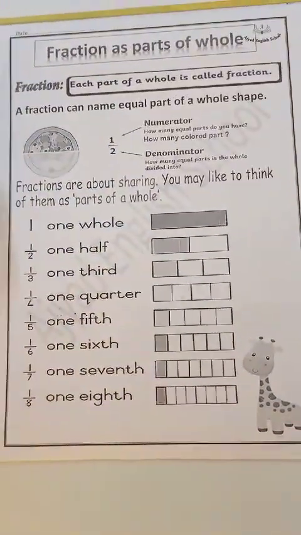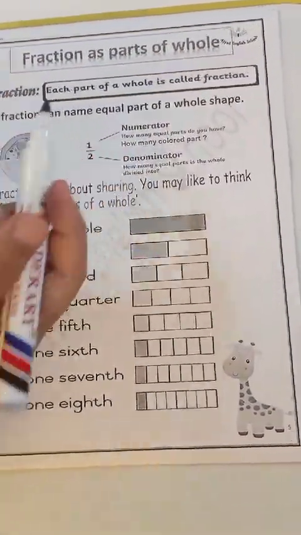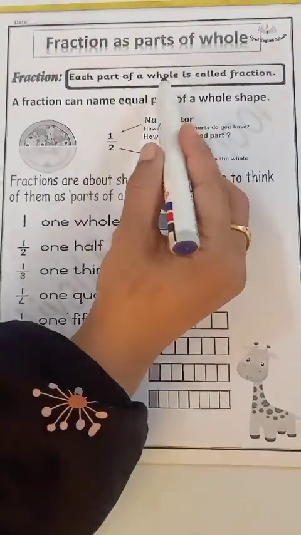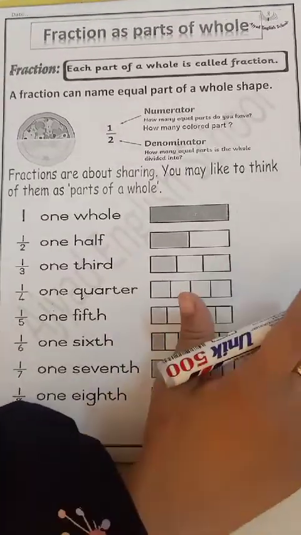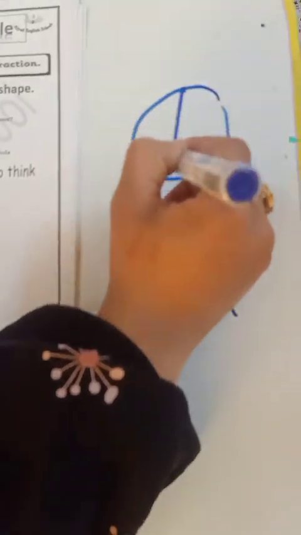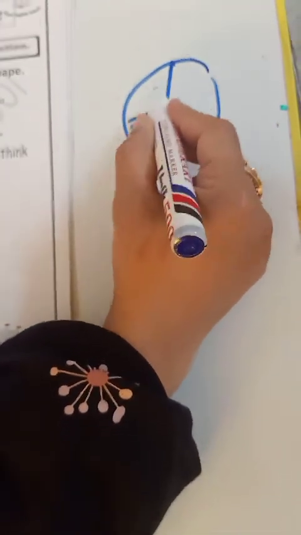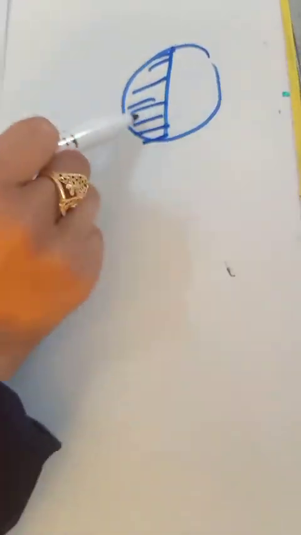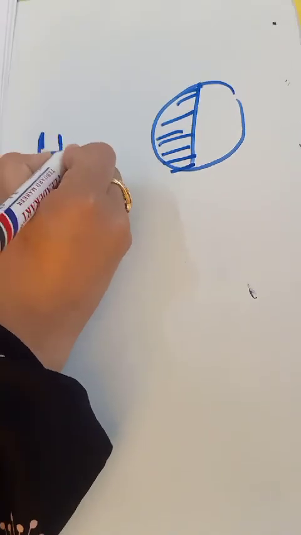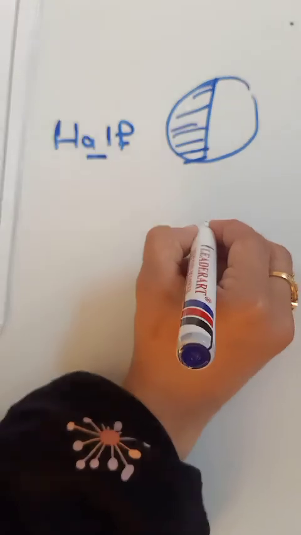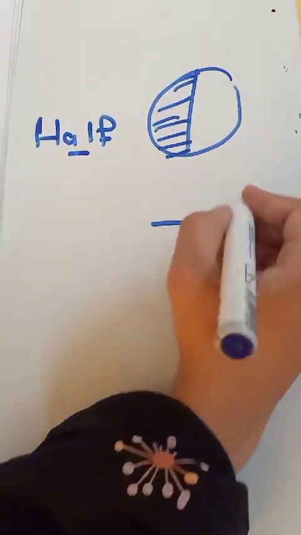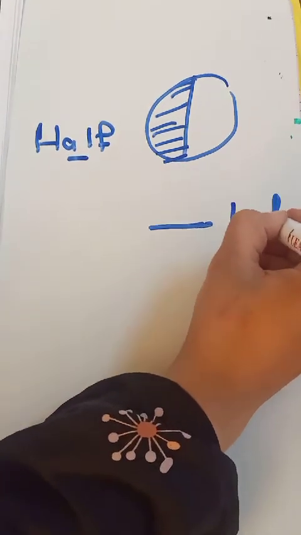Open page 5. The fraction is each part of the whole, but it must be cut into equal parts, okay? If we have 1/2, how to write it? Half. And how to read it? Half. How to write it? We will put a bar. This is called the fraction bar.